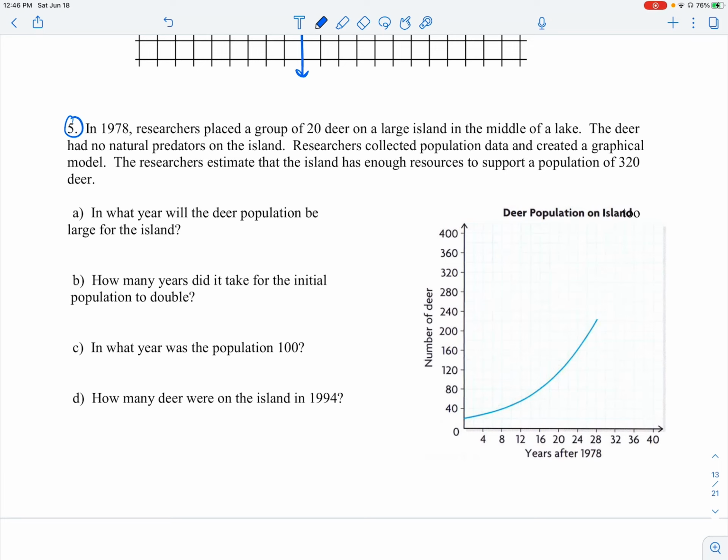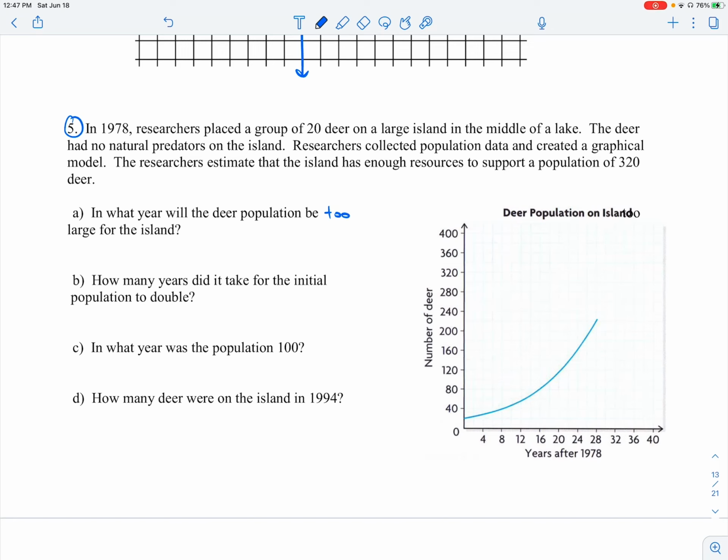In 1978, researchers placed a group of 20 deer on a large island in the middle of a lake. The deer had no natural predators on the island. Researchers collected population data and created a graphical model. The researchers estimate that the island has enough resources to support a population of 320 deer. In what year will the deer population be too large for the island? Too large for the island.